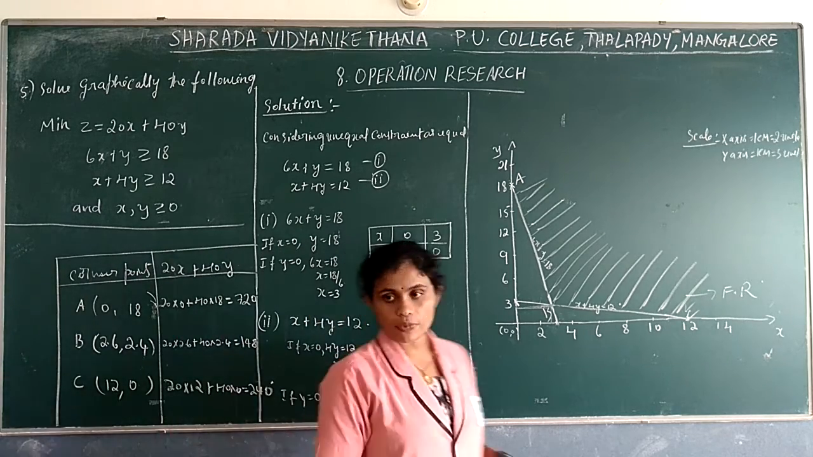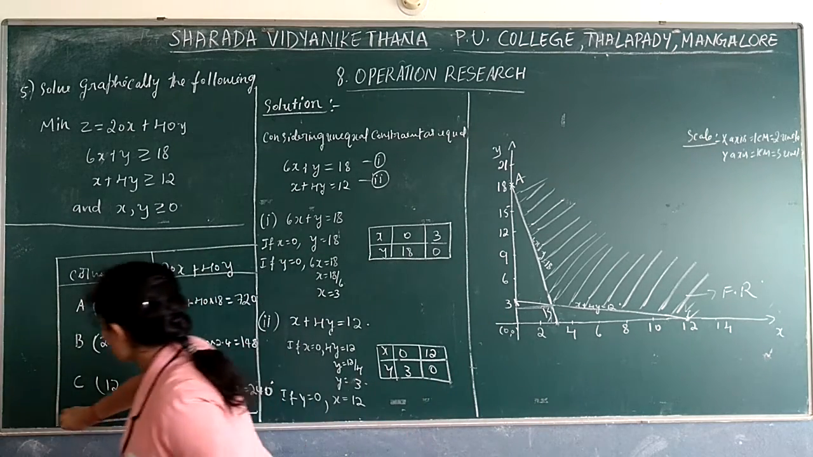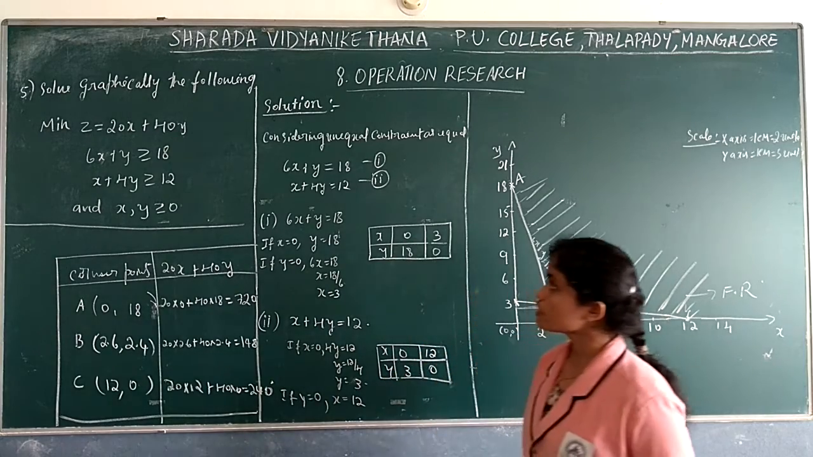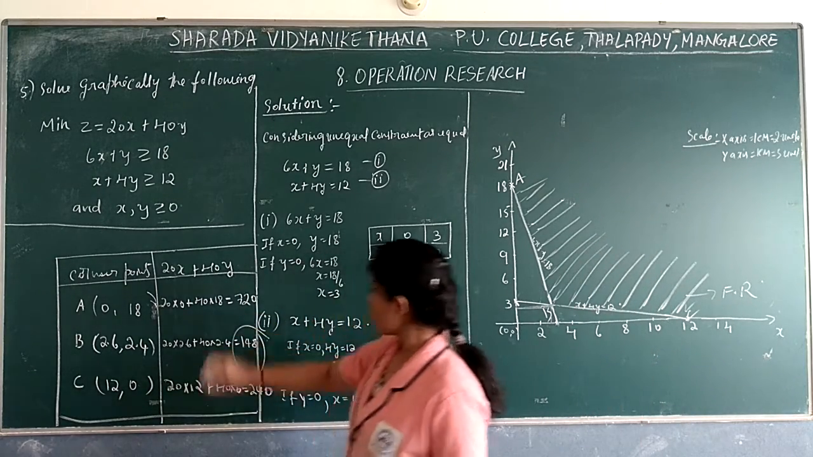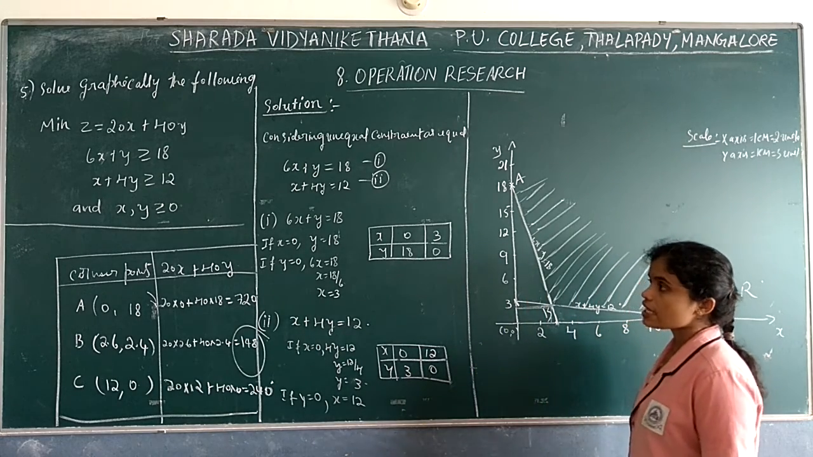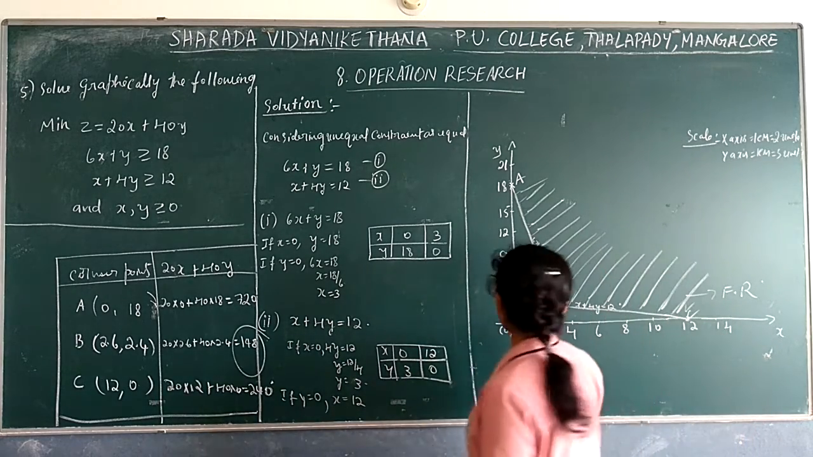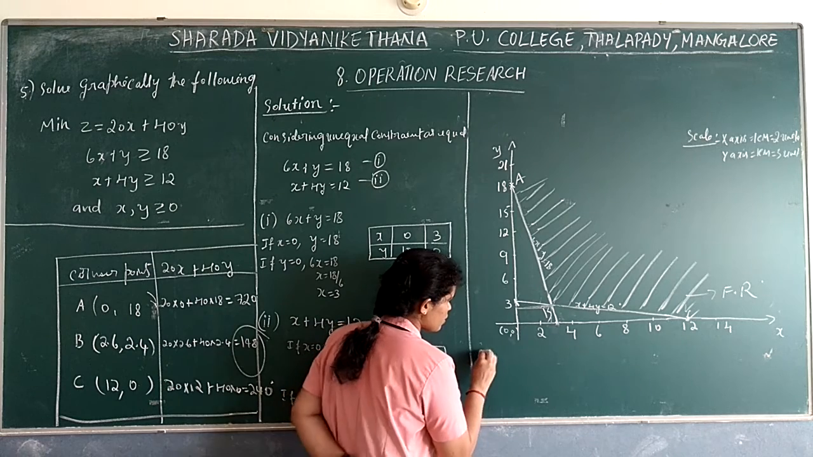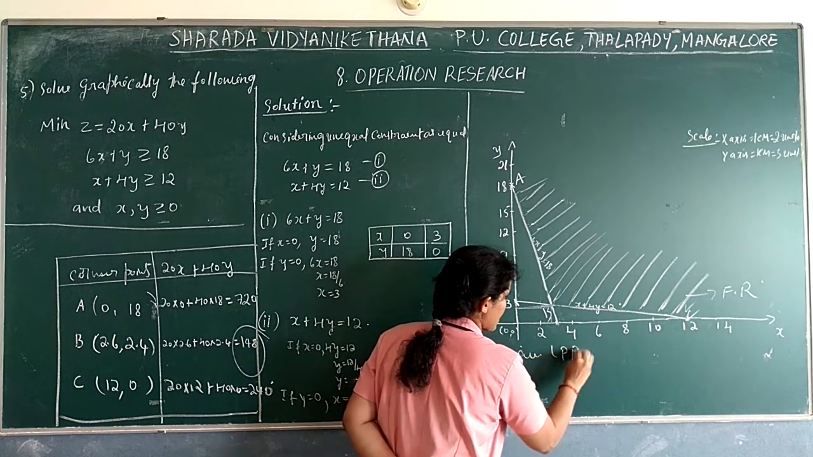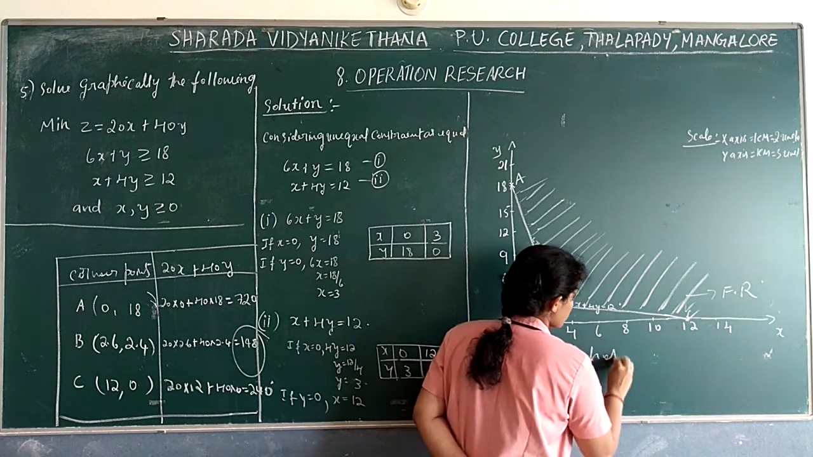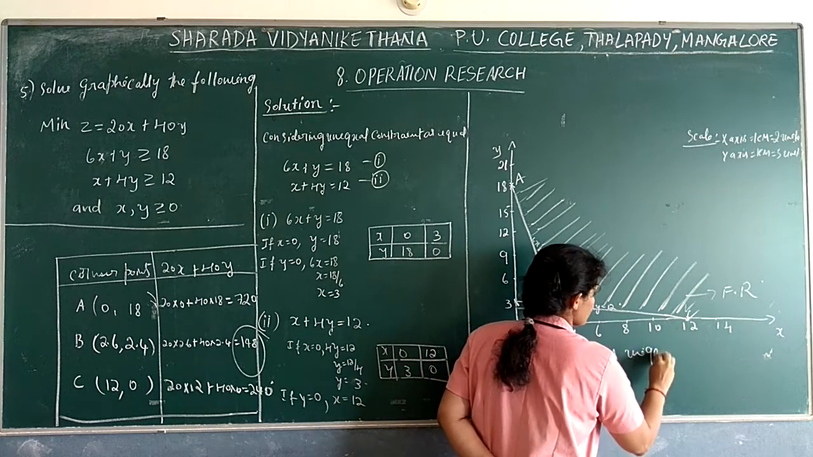Now see the problem. The problem is of minimum type. Which is the minimum value? 720, 240, 148. 148 is the minimum value. So we have to conclude the given LPP has what solution? Unique. Only one solution.